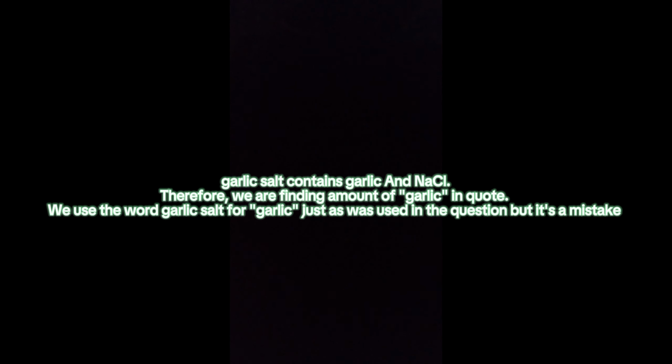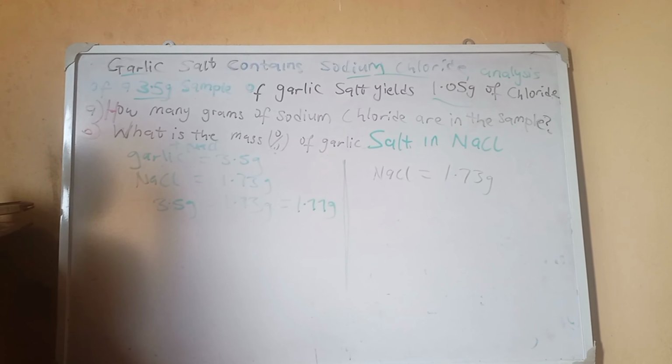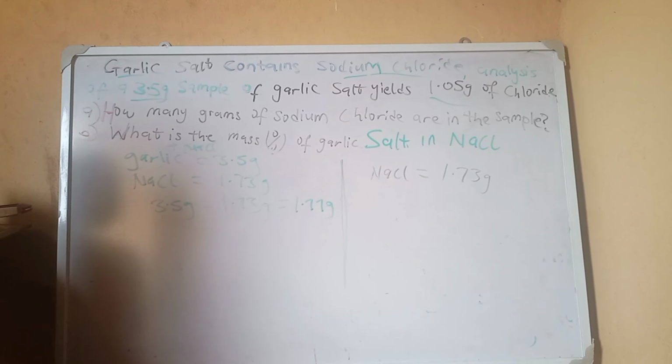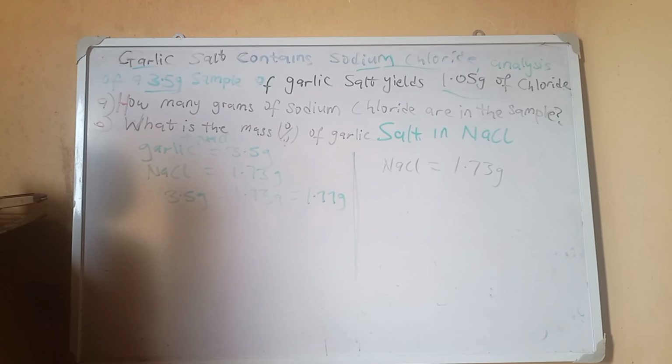Alright, I want to make a correction. Garlic salt is a mixture of garlic and sodium chloride. So for question B, we are calculating the amount of garlic, not just garlic salt. So wherever you see garlic salt mentioned, take it for garlic. Because they say that the garlic salt contains sodium chloride. And now the question is, what is the mass in percentage of garlic in NaCl?